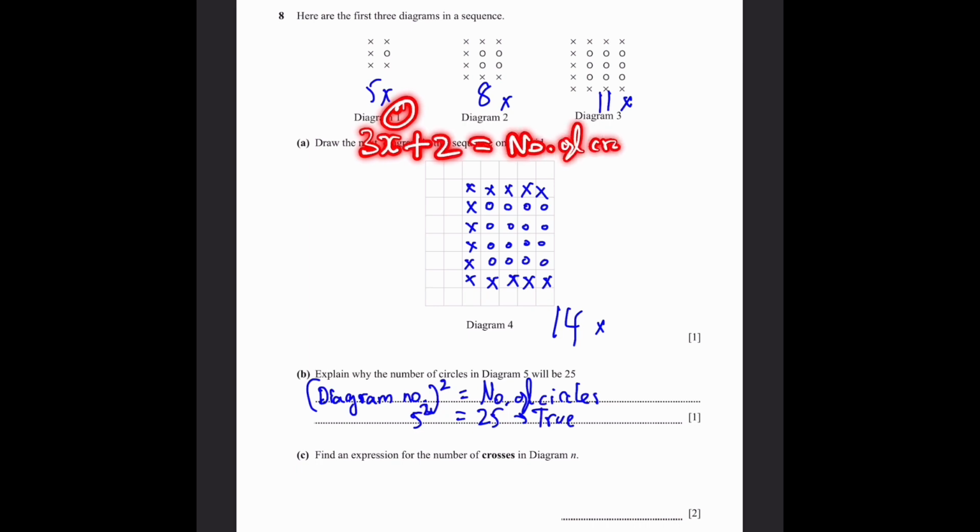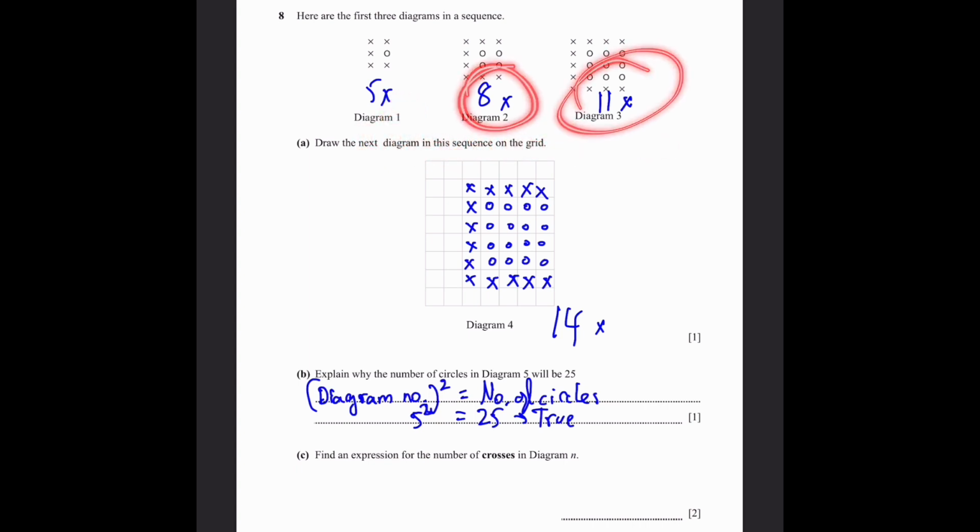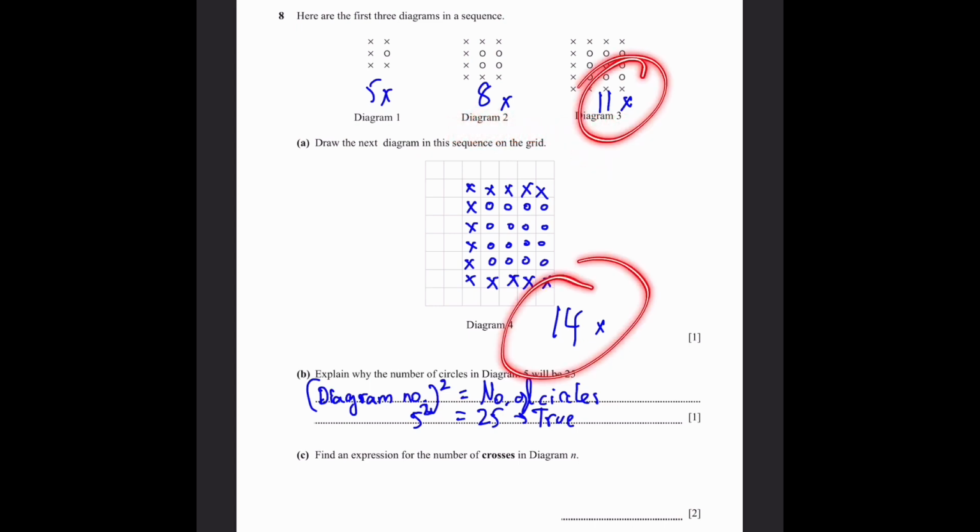So this is actually true for diagram 2, 3, and 4 as well. So I'm just going to show for diagram 2. 3 into 2 add 2. 6 plus 2 is equal to 8. You can calculate on your own by pausing the video and checking it for diagram 3 and 4. It will always be true. Therefore, the expression is 3 into n plus 2. Why n? They asked us for diagram n. N is the number.